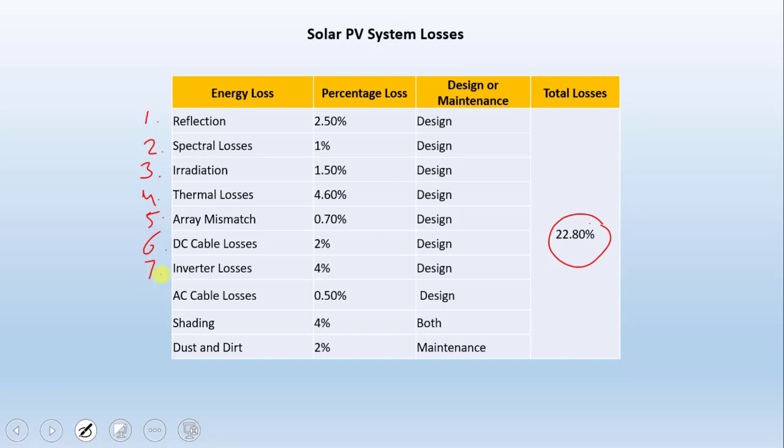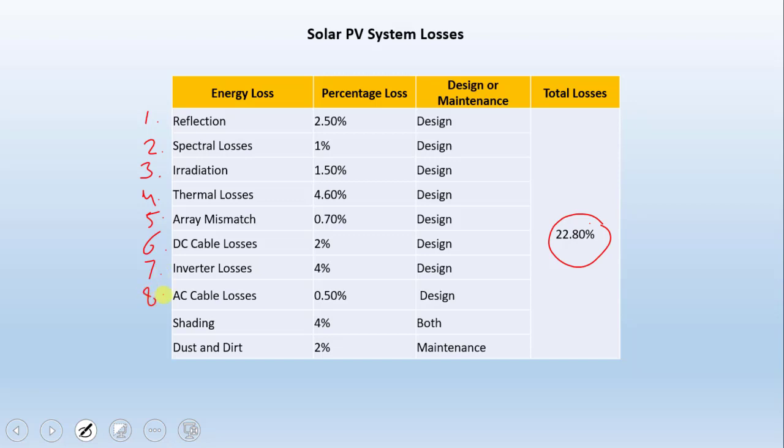Then comes the inverter losses. Inverter losses are basically its efficiency. It converts the DC power into the AC power. So obviously no machine is 100% in this universe. Normally we have 95, 96, 97% inverters available in the market. But typically we can take that there will be a 4% loss, or 96% efficiency of inverter is available.